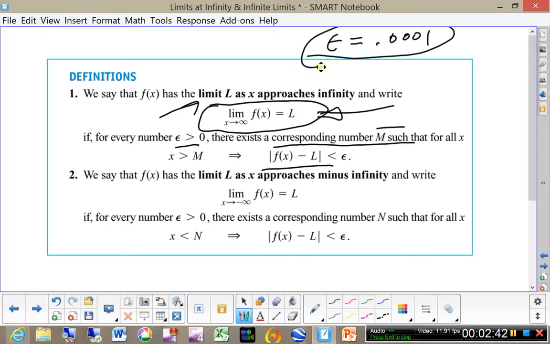On the other hand, we can say that f of x has a limit of L as x approaches minus infinity, with about the same definition, if for every small number epsilon more than 0, there exists a corresponding number n such that if you keep x less than n, the difference between the function f of x and what you say the limit is will be less than epsilon.